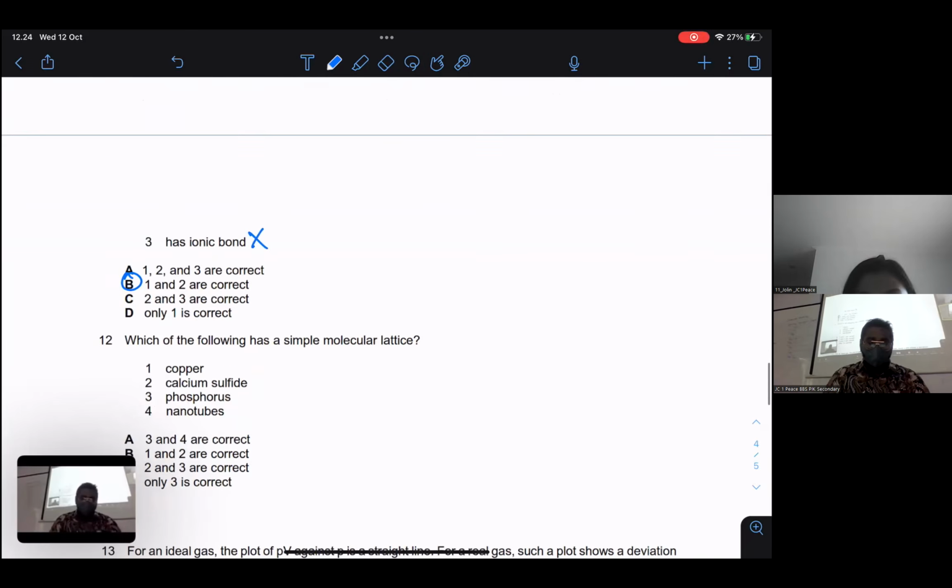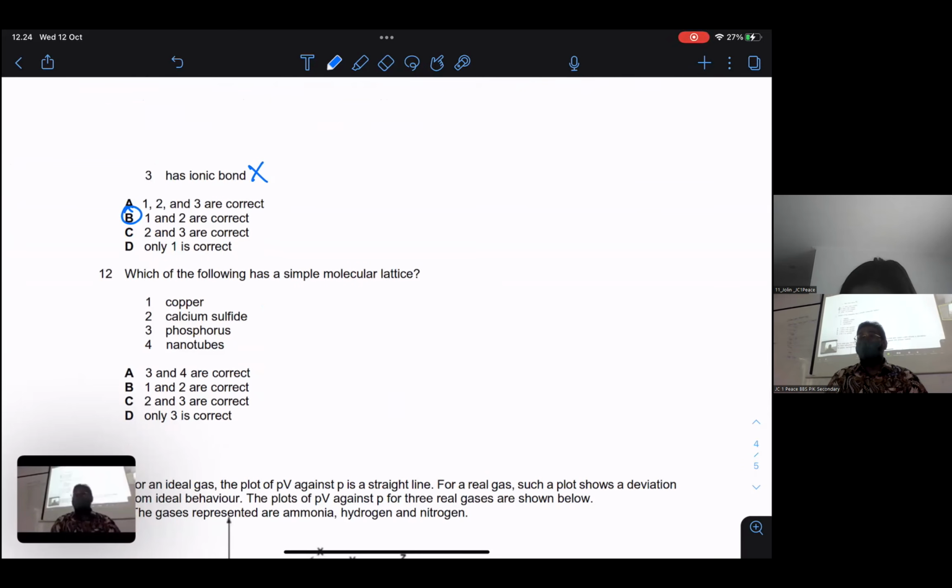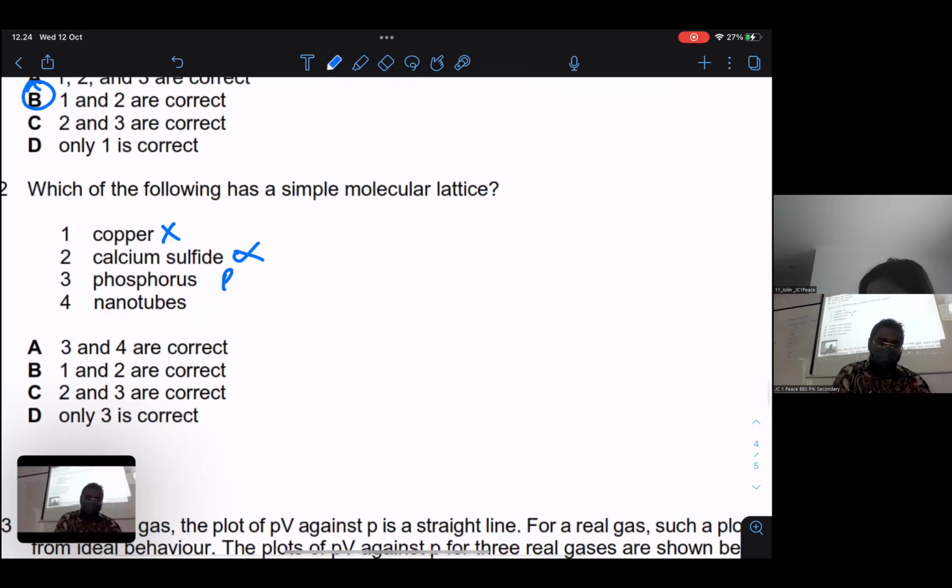Which of the following has simple molecular lattice? Copper is giant metallic structure. Calcium sulfide is ionic; any ionic will form giant ionic structure. Phosphorus is always P4, so it's a simple molecule. Nanotube is no longer in your syllabus, but I told you nanotube and fullerene are simple molecular. Nanotube and Buckminster fullerene, simple. So this is going to be 3 and 4.